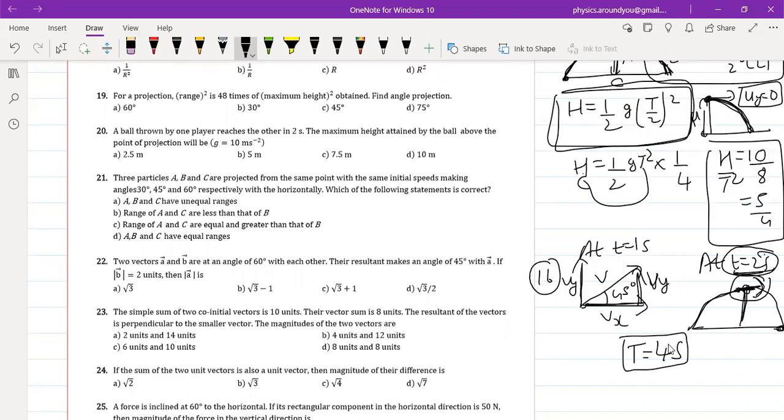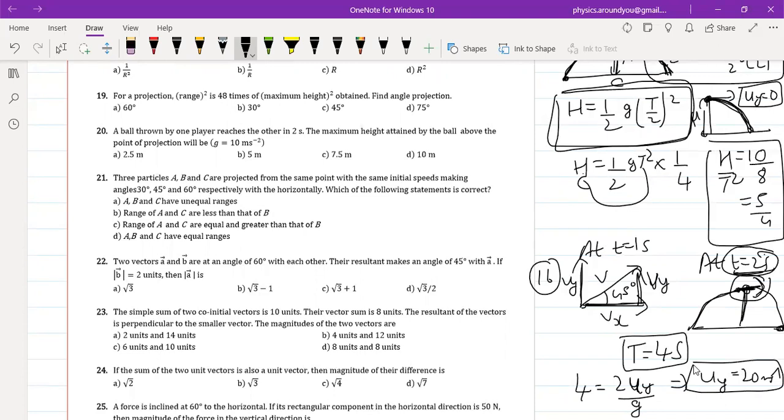Cool. So from this, what data can I gather? We know that time of flight is 2u sine theta by g, or otherwise I can say it is 2 times the initial vertical component by g. That would give me the initial vertical component as 20 meters per second.